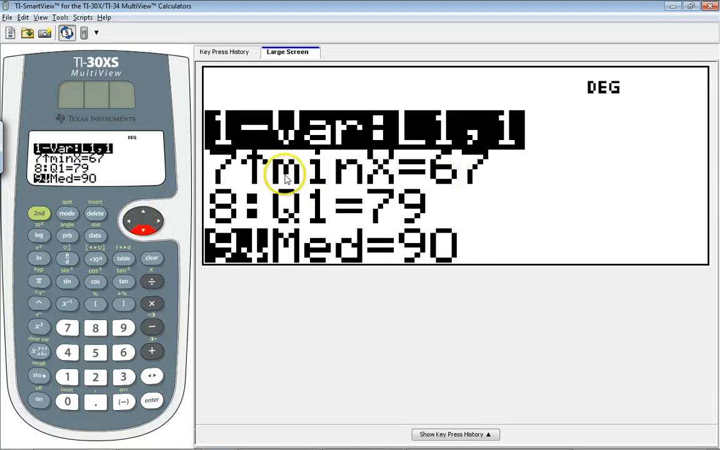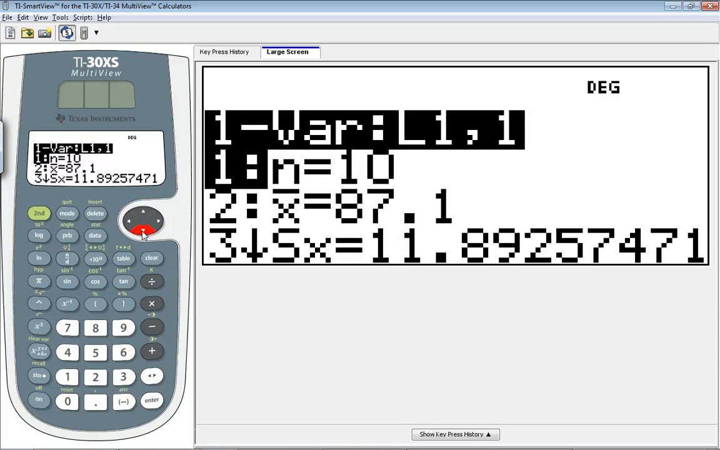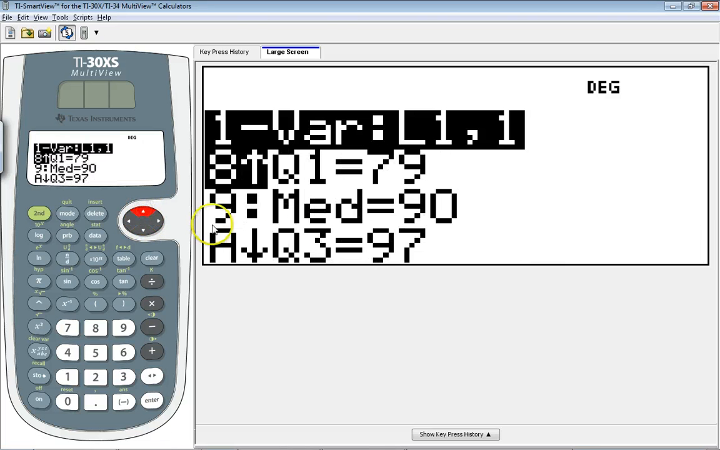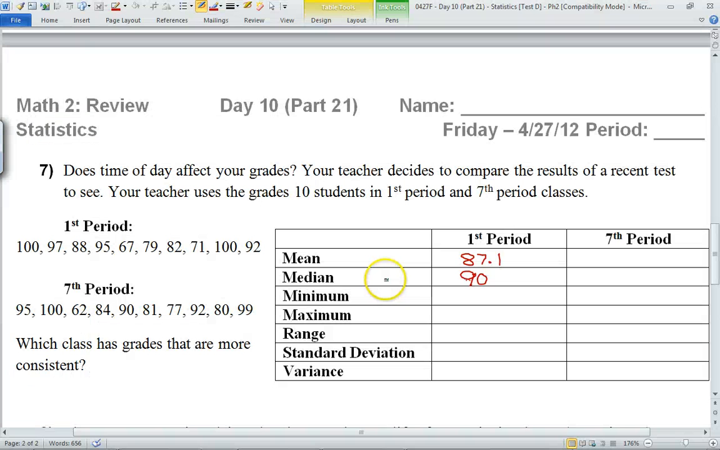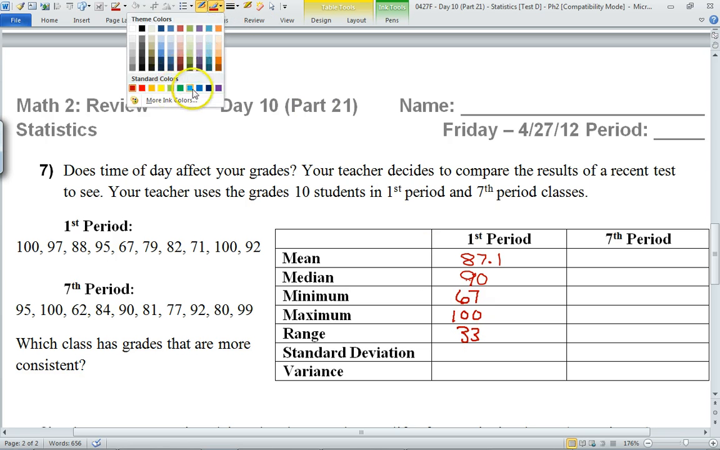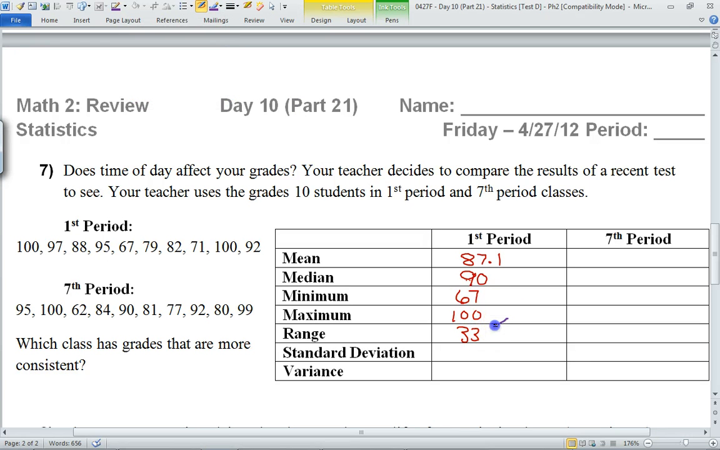The minimum is 67. It even says that on the calculator. And the maximum was 100. I mean, you can see it with your own eyes, but it does say the max and min right on the calculator. That means the range is going to be 33. Remember, how do I get the range? I just get the range by doing the max minus min. So I did 100 minus 67.